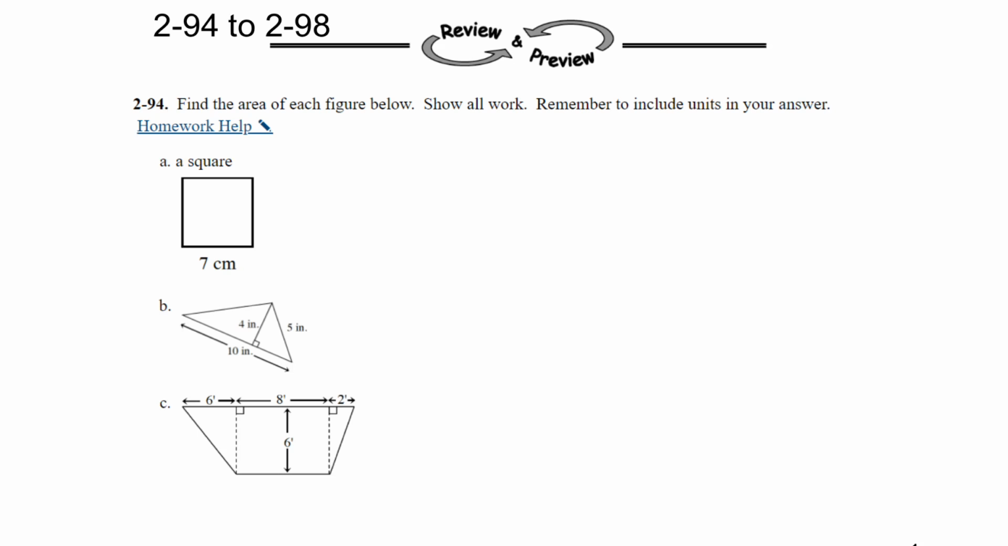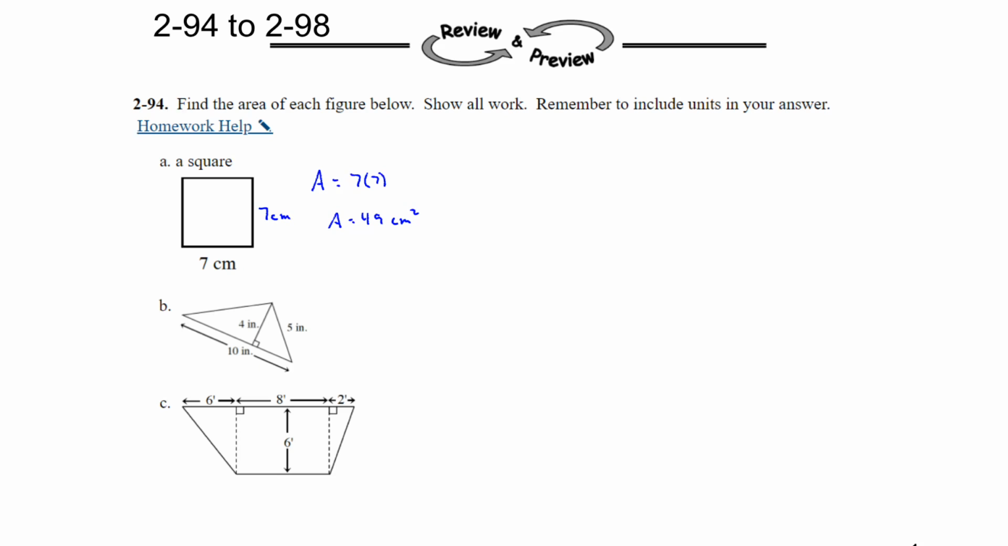On part A, we have a square. So in a square, all the sides are the same. So to find the area, we can take 7 centimeters times 7 centimeters. And therefore, the area would be 49 centimeters squared.